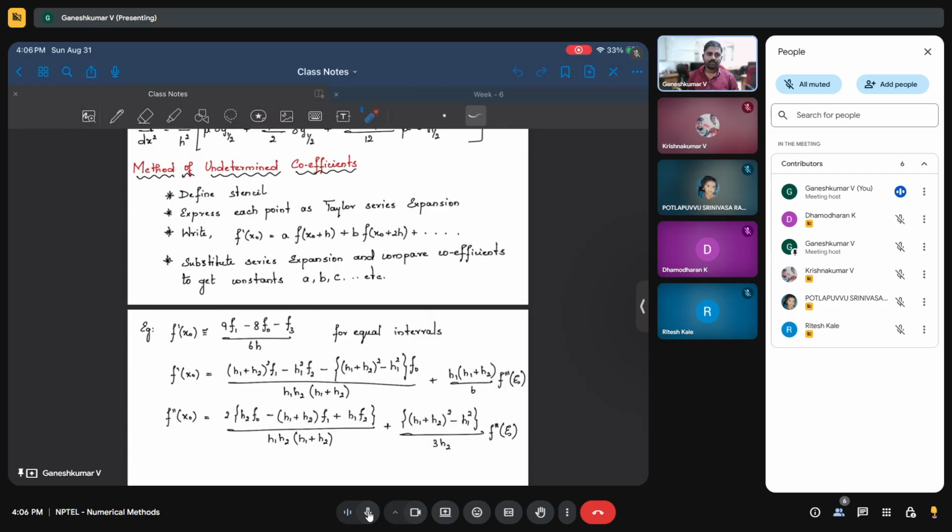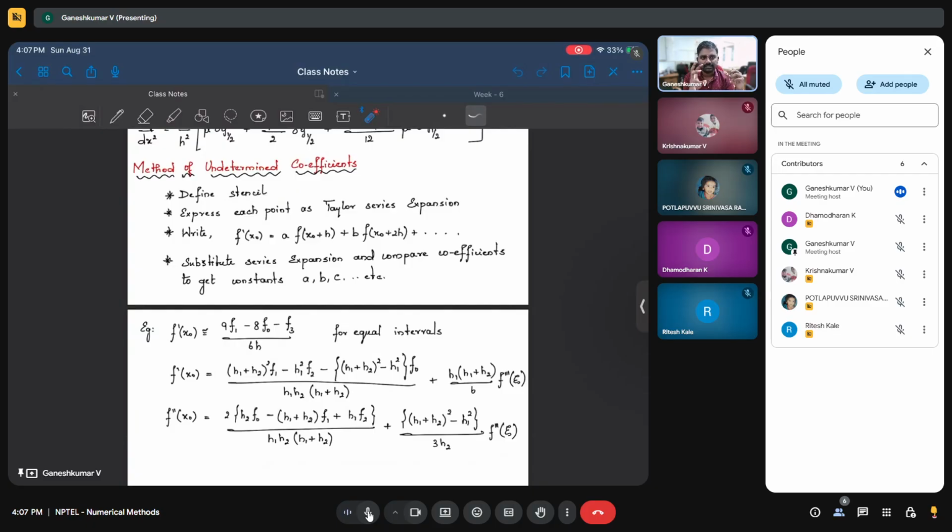The method of undetermined coefficients is nothing but you first define a set of stencil. Stencil is nothing but, let's say you want to define dy by dx in terms of some data points. How many data points you need to take is the stencil that we talk about. Let's say I want to find dy by dx at x equal to x naught. There could be a number of data points above x naught or below x naught. So what are the data points that you are going to take? And if you take a different set of data points, how should your polynomial vary? That is the method of undetermined coefficients.